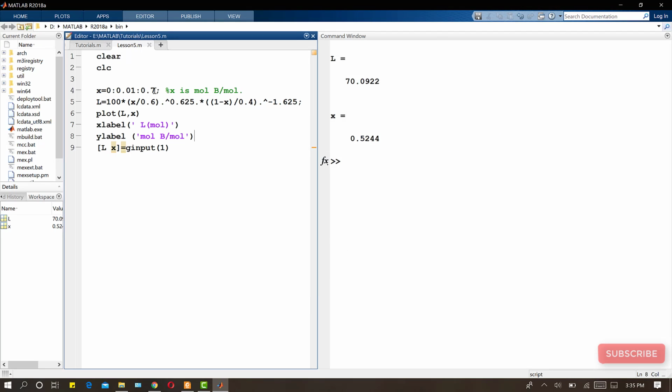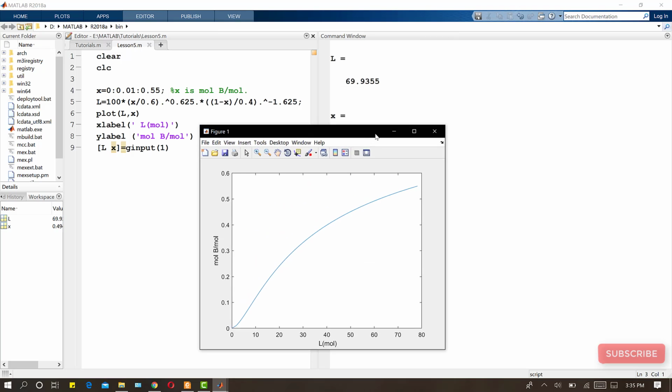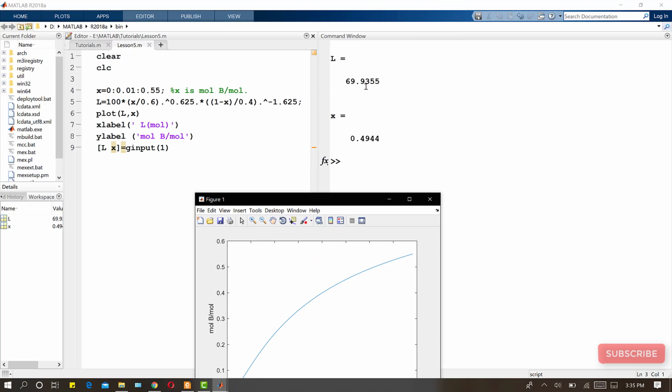Let's suppose I write 0.55, and now if I execute this, we can see that L equal to 70 is visible, so we can extract the result from this. When L is equal to 70, we do not need to click above the graph, we need to click somewhere near it. If I click here, L is equal to 69.9355, nearer to 70, so X is 0.4944.